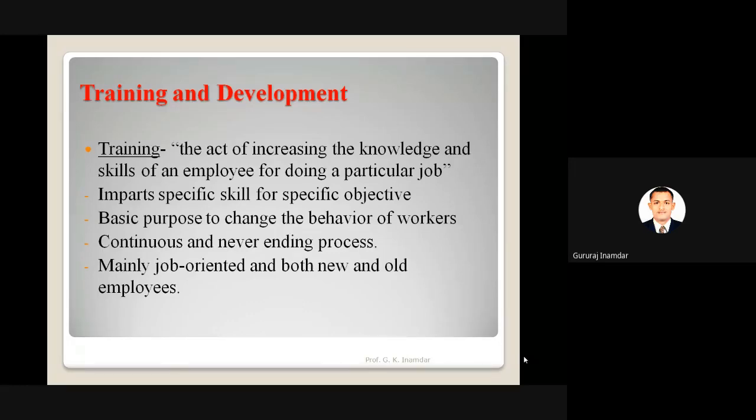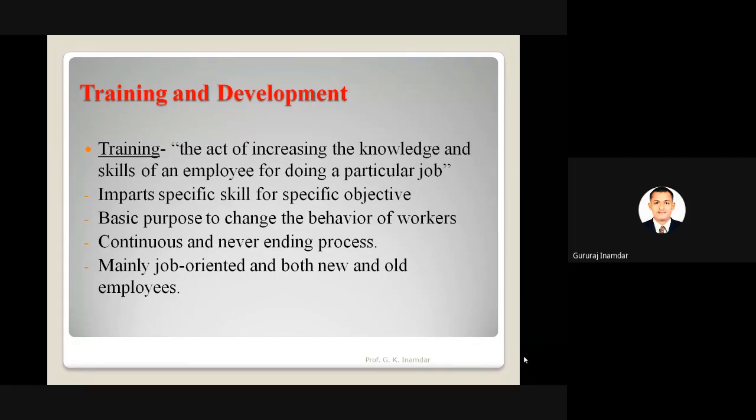Basic purpose is to change the behavior of workers. Okay, if worker may be fresher, if worker may be experienced. Okay, so we have to mix, or that employee should be mixed with that current environment or infrastructure. Okay, continuous and never ending process. This is very important.